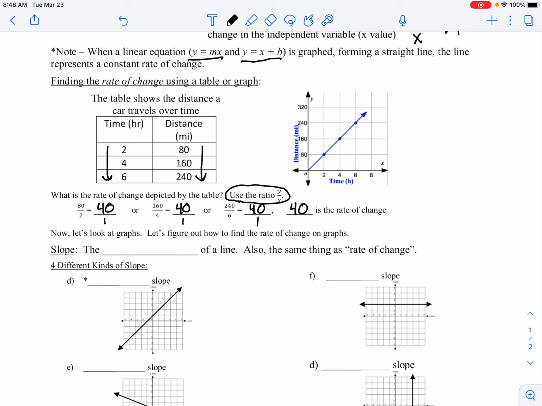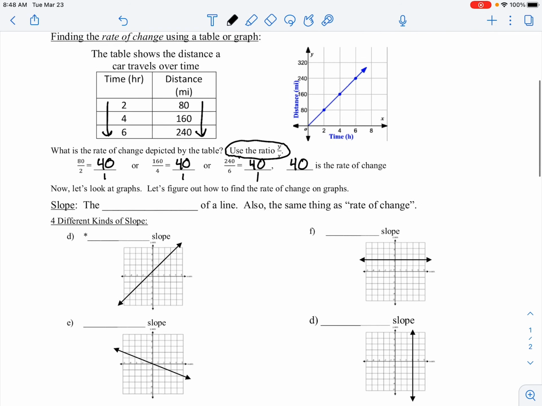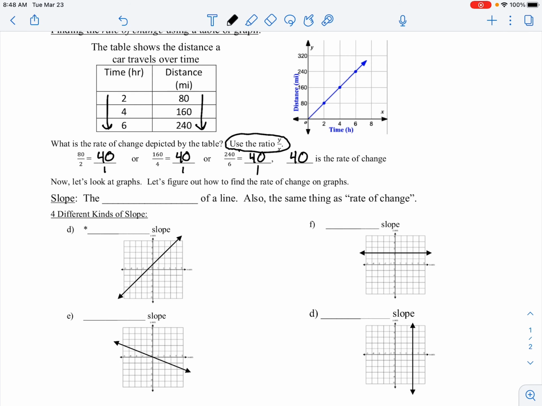So now let's look at graphs. So we're going to figure out how to find the rate of change on graphs. So now we're going to start talking about slope.